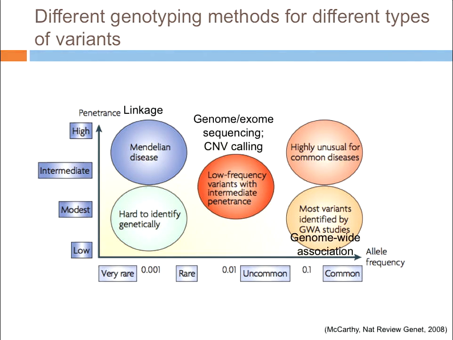And then we have the middle category, where we have low-frequency variants with intermediate penetrance, and those are generally done with genome or exome sequencing or also copy number variant calling that Carrie Bearden is going to talk about.